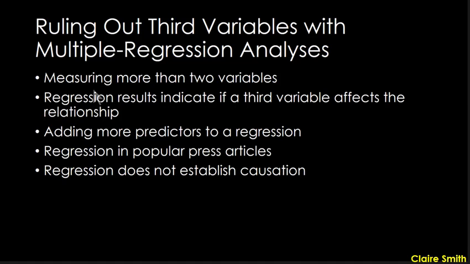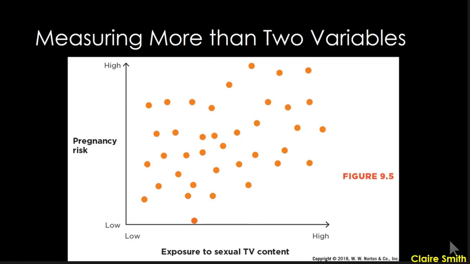Okay, so next little section, ruling out third variables. So measuring more than two variables, regression results indicating how a third variable affects the relationship, adding more predictors, regression in popular press articles, how journalism talks about it, and then talking about regression and causation. So again, just section headings there. But typically in the last few chapters, we've been talking about just bivariate, two variable associations, which would look something like this. This is what we've been talking about. So this example, the next few slides are going to go over as well.